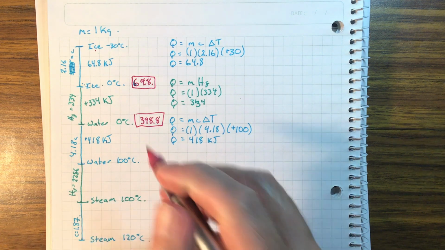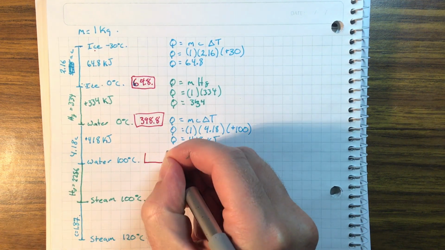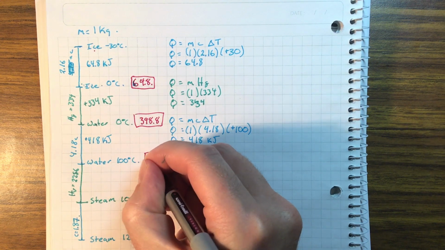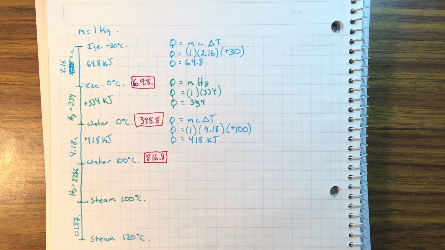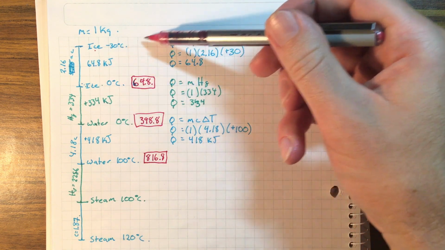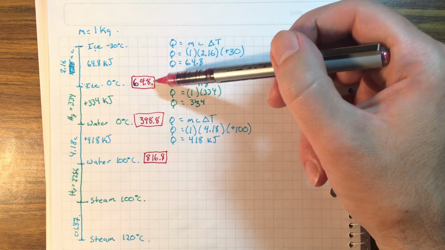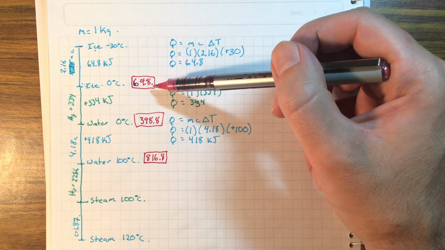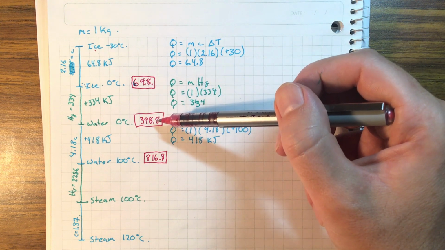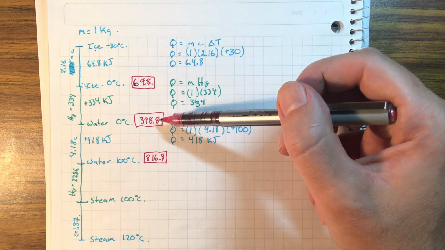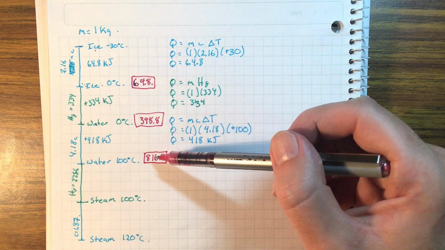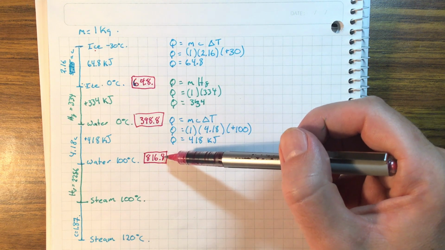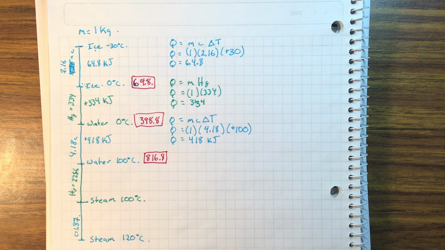Which means up till now, to get to water at 100 degrees Celsius, we've had to add in 816.8 kilojoules in total. We started at ice at negative 30. We added in 64.8 kilojoules of energy to get to ice at 0 degrees Celsius. We added another 334 kilojoules of energy to get to water at 0 degrees Celsius. We've added another 418 kilojoules of energy to get to water at 100 degrees Celsius.